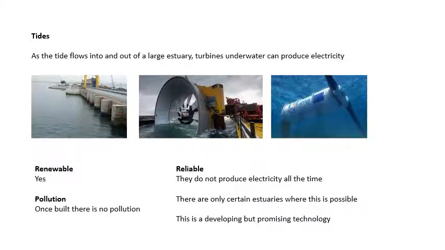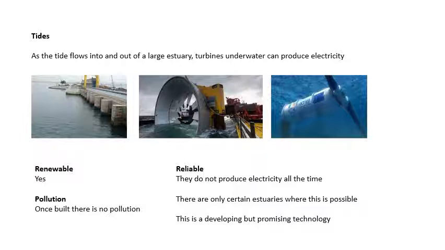Tides. The tide flows in and out, and if you have a large estuary, for example, the Thames estuary, as the tide flows in and out, it can make turbines underwater turn around and produce electricity. Is it renewable? Yes. And once you've built them, there is no pollution. Is it reliable? Well, they don't produce electricity all of the time, but most of the time they do.